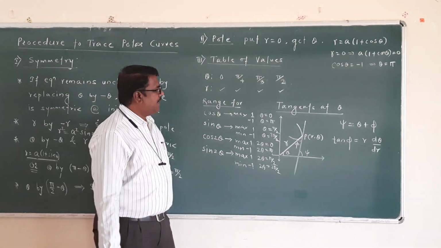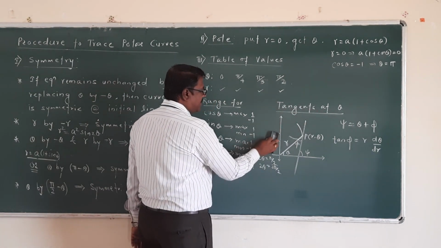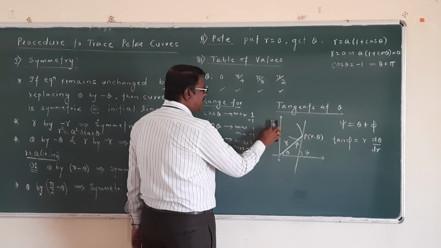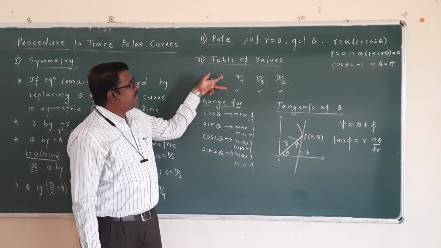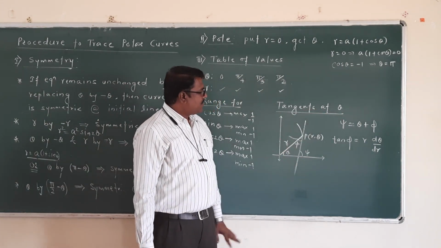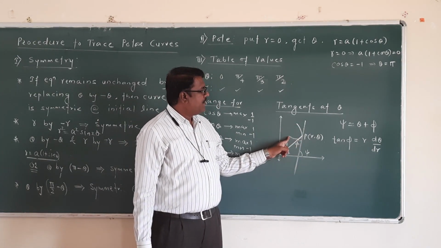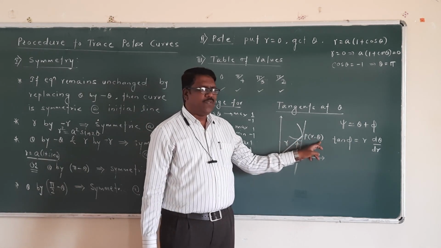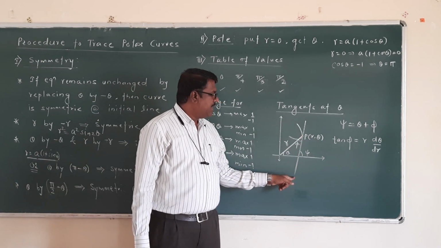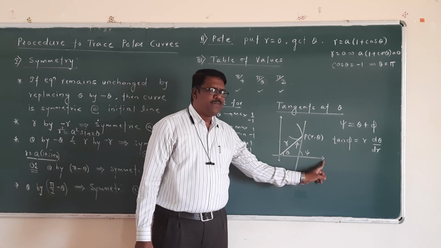Now the next point is tangent at theta. Now how do we calculate tangents at these points? At some values of theta, we are going to calculate the tangent. For that, first of all, understand this diagram. This is the curve. Let P(r, theta) be a point on the curve. At this point, this line is the tangent. This tangent makes an angle psi with the initial line.